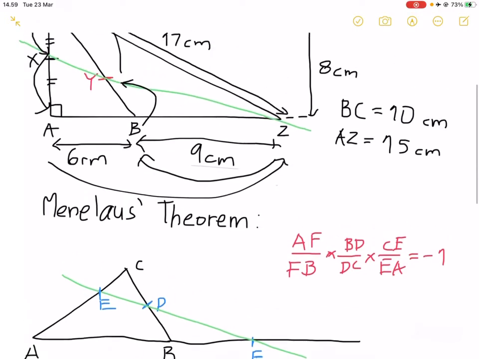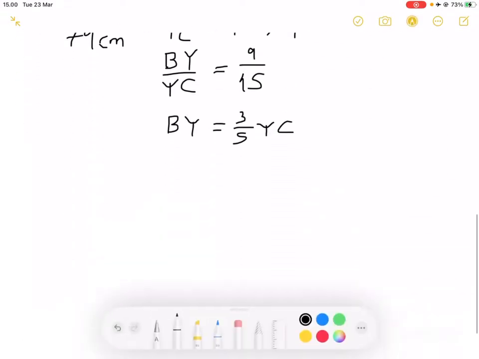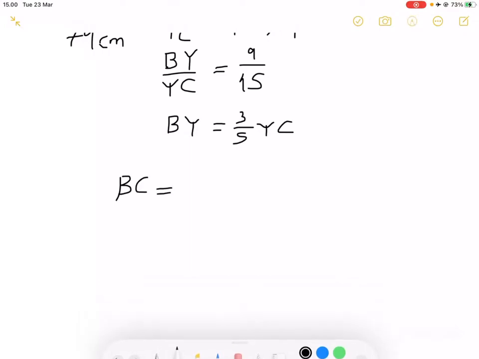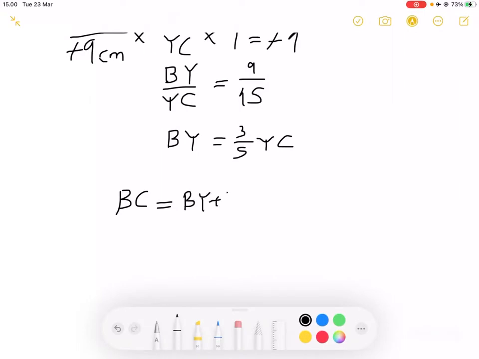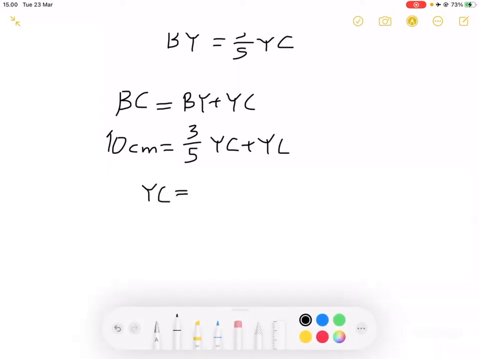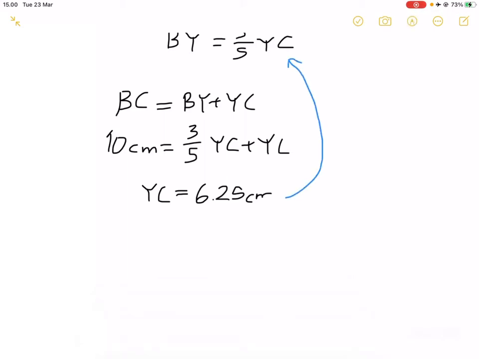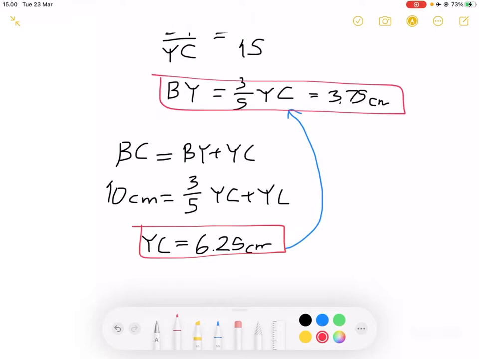But notice here, BC, which is the whole thing, is equal to 10 centimeters. And I should have said the magnitude of the length BC is formed by adding the magnitude of BY and the magnitude of YC. Since we know BC is 10 centimeters, we can substitute this in here. We have 3 over 5 YC plus YC. Solving for YC, you'll get the magnitude of YC will be 6.25 centimeters. And if you substitute this into our original property here, you'll get that BY will be equal to 3.75 centimeters. And those are our answers for this problem.